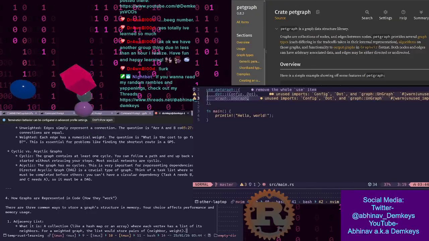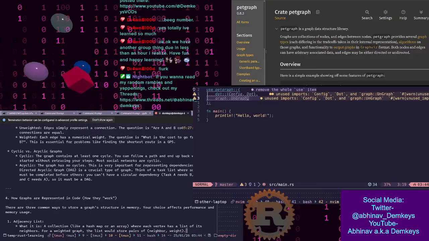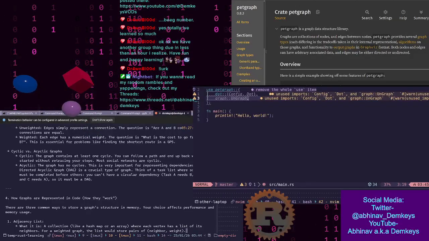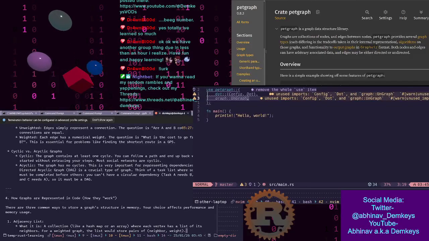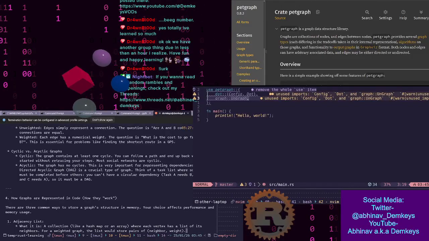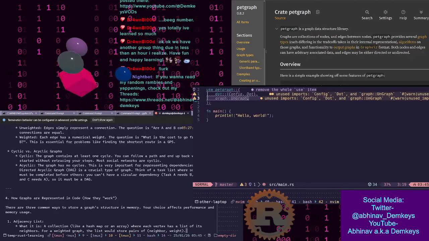A directed acyclic graph is a crucial type of graph. Think of a task list where some tasks must be completed before others. You can't have a circular dependency. Task A needs B, B needs C, and C needs A. So it must be a DAG, directed acyclic graph.